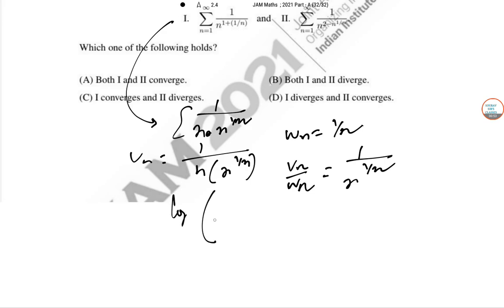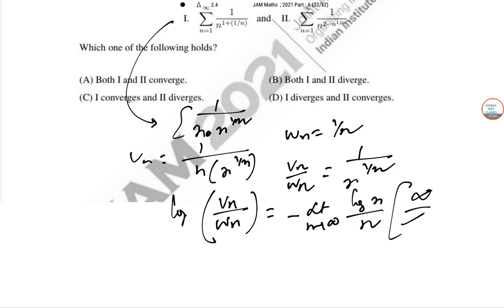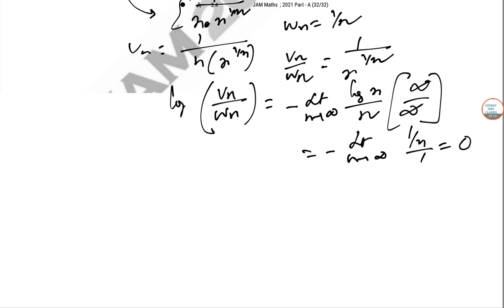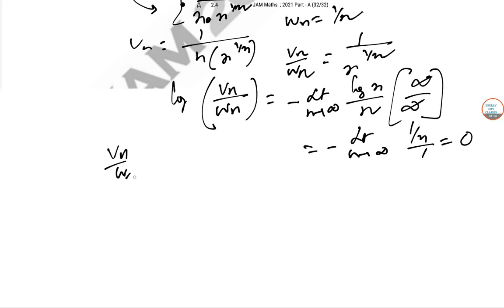So log of Vn by Wn is minus limit n tends to infinity log n by n, infinity by infinity form. So minus limit n tends to infinity 1 by n over 1, so that is 0. Now Vn by Wn is e to the power 0 equal to 1, not equal to 0, so this is divergent. First case.